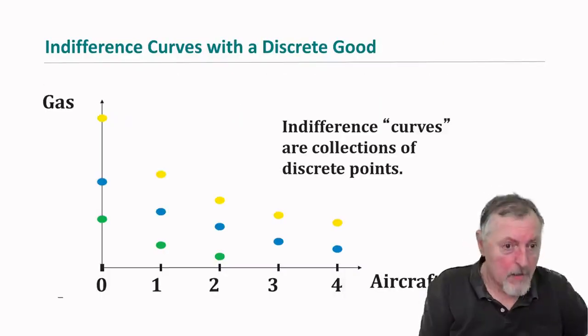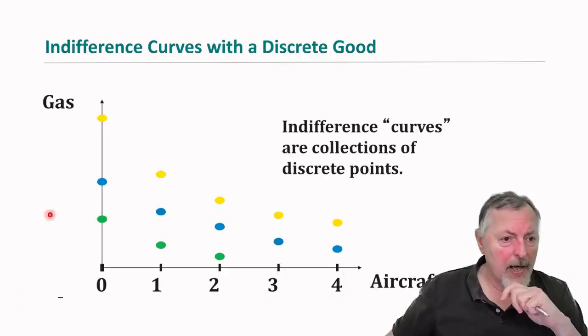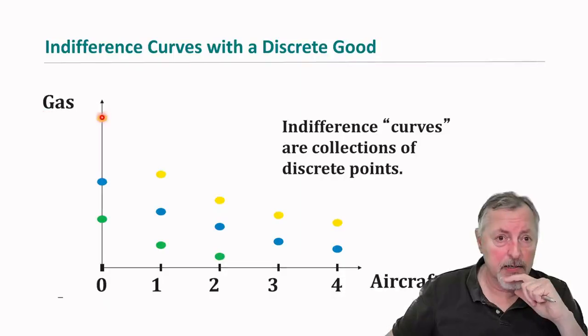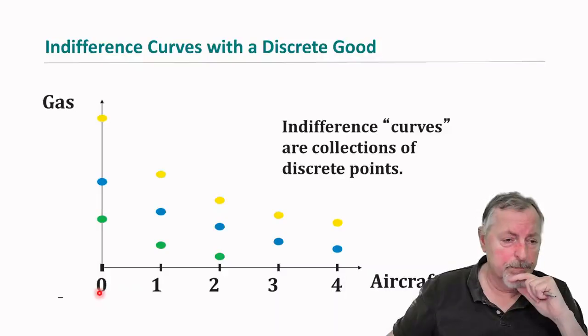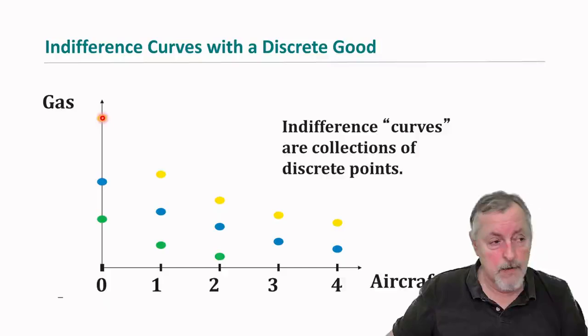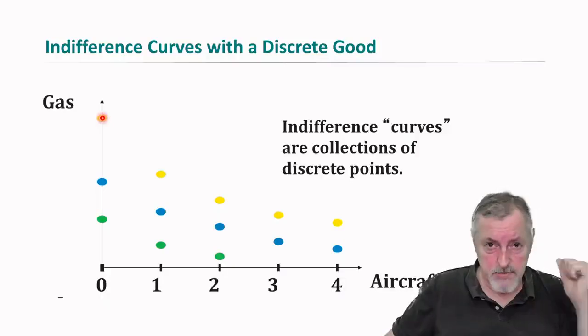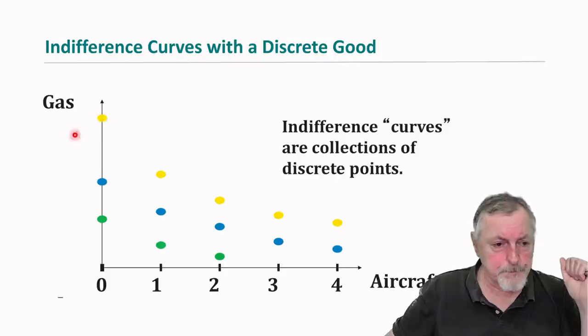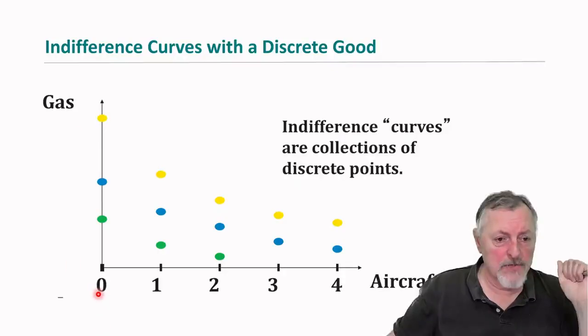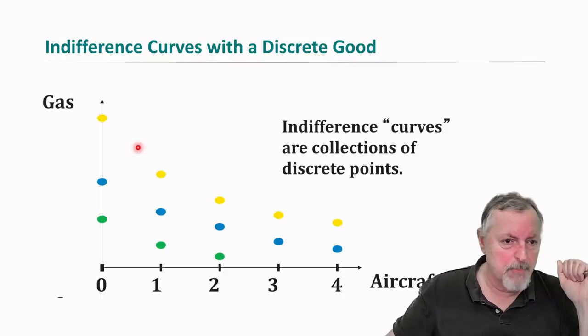Now here, if you have a whole bunch of gasoline, but 0 aircraft, you get some happiness from that. Now, let's assume you move from 0 aircraft to 1 aircraft. You can't have half an aircraft. Therefore, there is no possible consumption bundle in this area between 0 and 1.